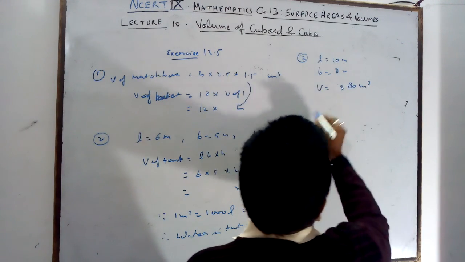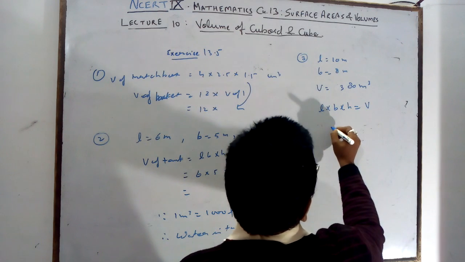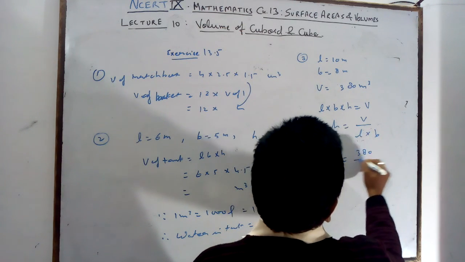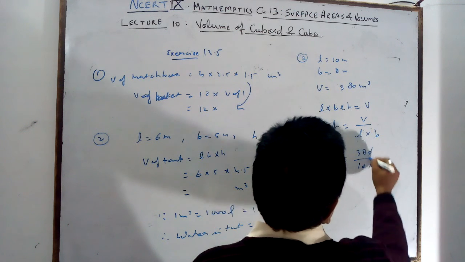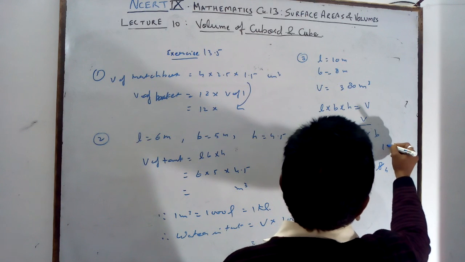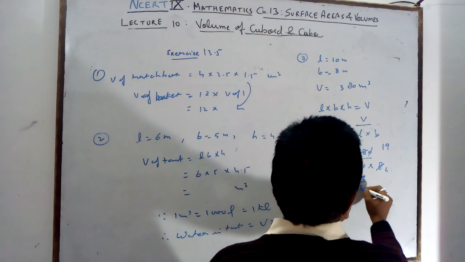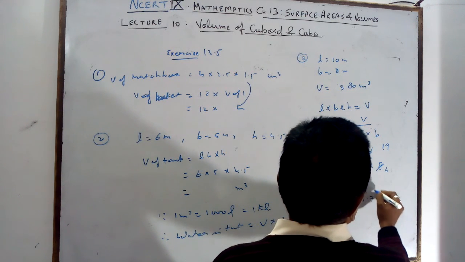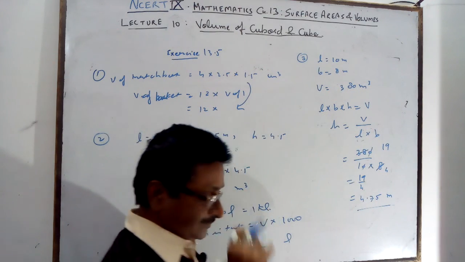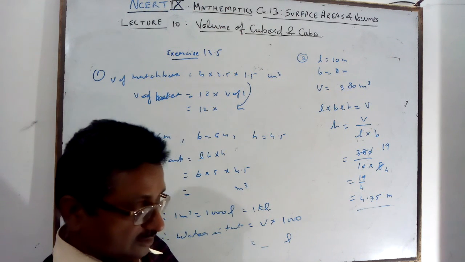That is 380. So L into B into H is equal to volume. So height will be volume upon L into B. Put the values: 380 upon 10 into 8. 2 4 is 8, 2 1 is 2, 19 upon 4. 4.75 meter is the height of this. You will do the question like this.